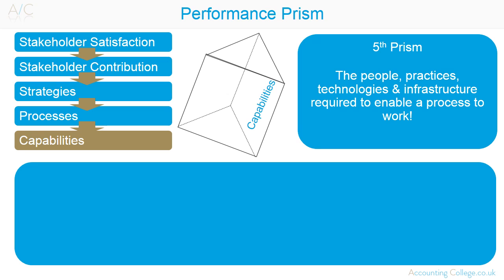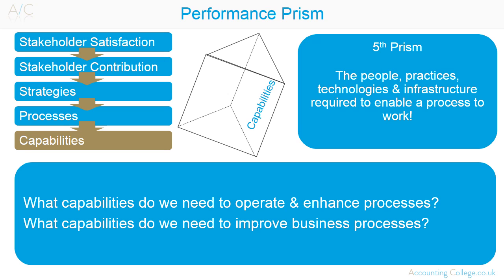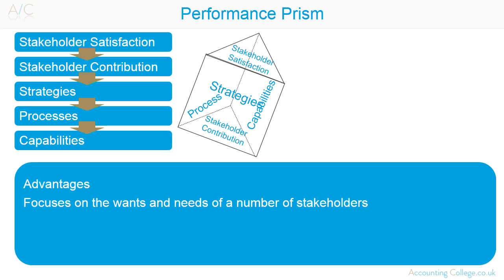The questions to ask here are: what capabilities do we need to operate and enhance these processes? What capabilities do we need to improve our business processes? The advantage of the Performance Prism is that it focuses on the wants and needs of a number of stakeholders. The theory being that failure to listen to stakeholders' wants and needs may lead to performance management which is driven by internally generated strategies.